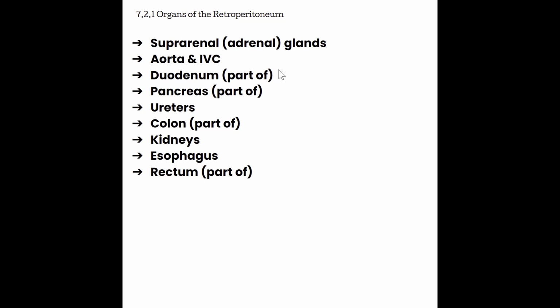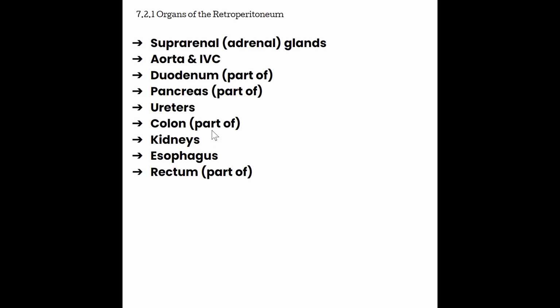I want to point out that some of this anatomy does mention that it's part of the anatomy being within the retroperitoneum. That means the other part of it is within the peritoneum. To avoid confusion, most of the organs listed here mostly reside within the retroperitoneum. There's just a couple parts of the duodenum that sit in the peritoneum. It's the pancreas head that sits in the peritoneum. Most of the body sits in the retroperitoneum.